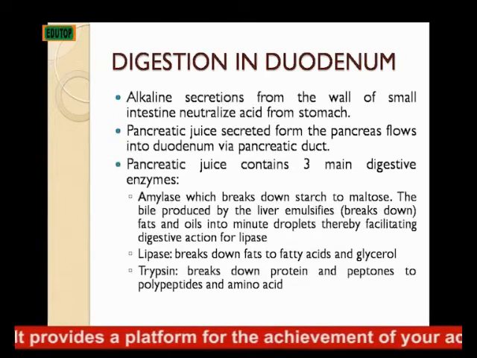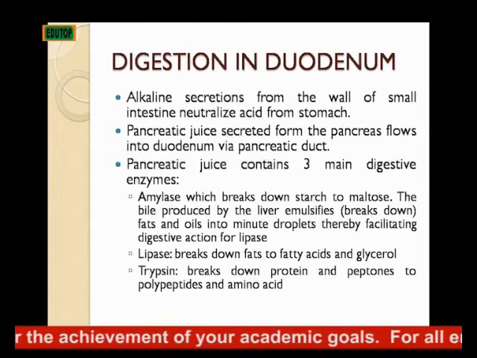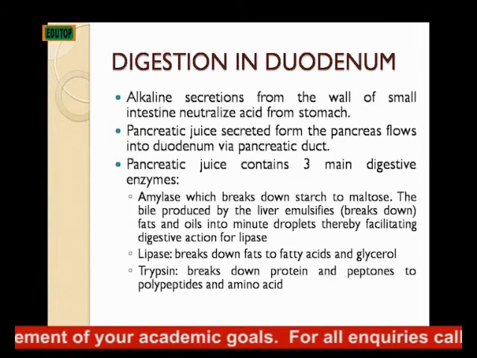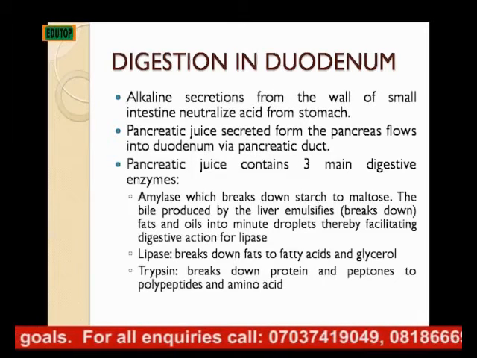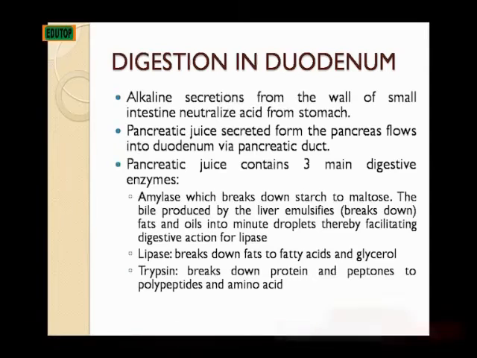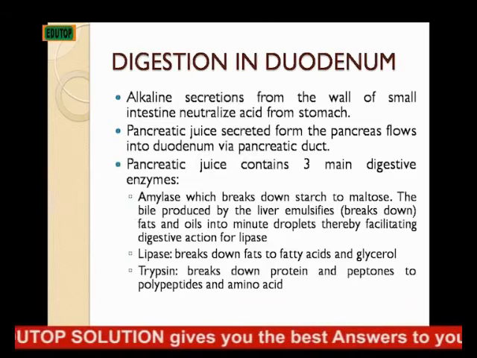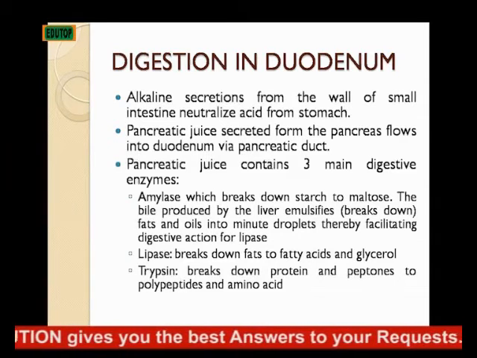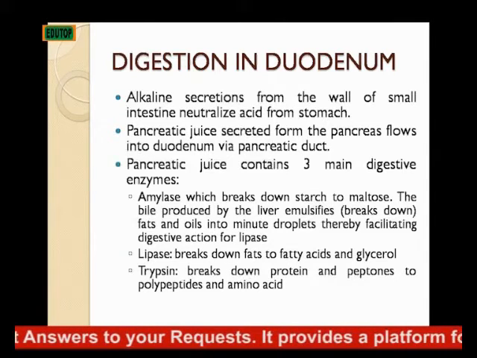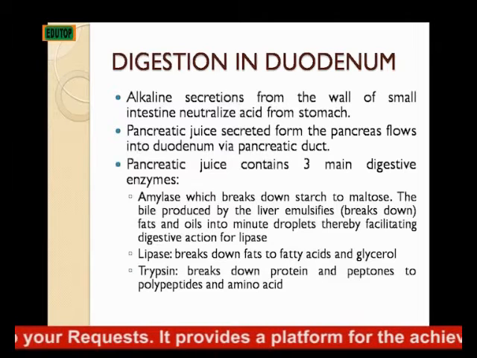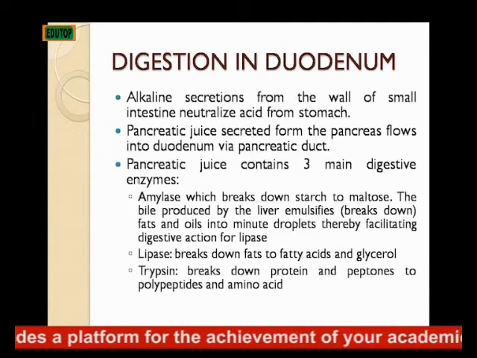Then we have pancreatic juice that is secreted from the pancreas, which flows to the duodenum via the pancreatic duct. The pancreatic juice contains 3 main digestive enzymes, which are the amylase, the lipase, and the trypsin. So the amylase, the lipase, and the trypsin are the 3 main digestive enzymes found in the pancreatic juice of the duodenum.